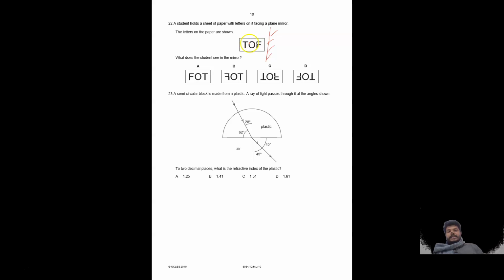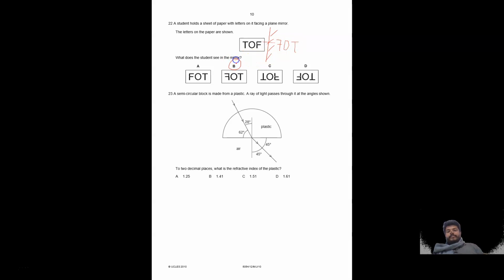Which letter is closer? F is closer, and it is like this, right? This point here is the first point. Here this is the backside, because the distance from the object to the mirror, and from the mirror to the image, is the same. So when you draw, you will get it like this. So which is the option?